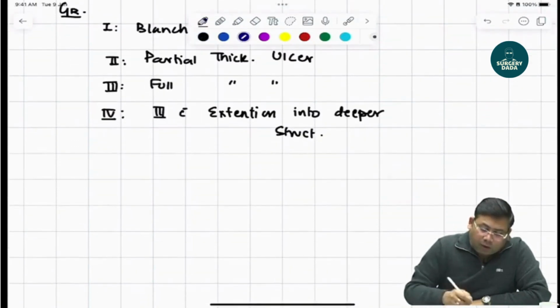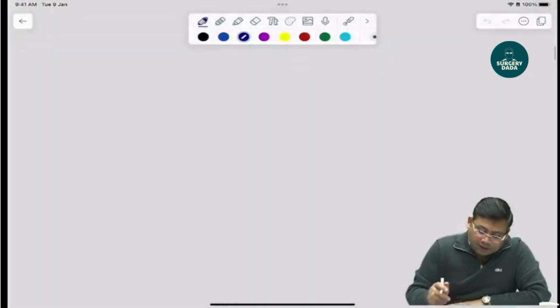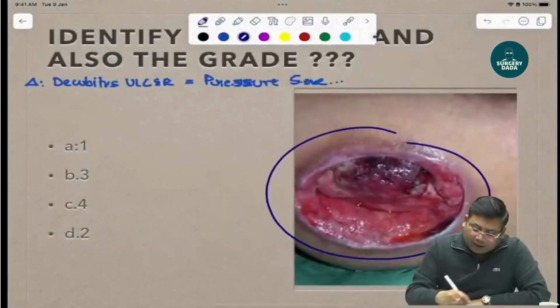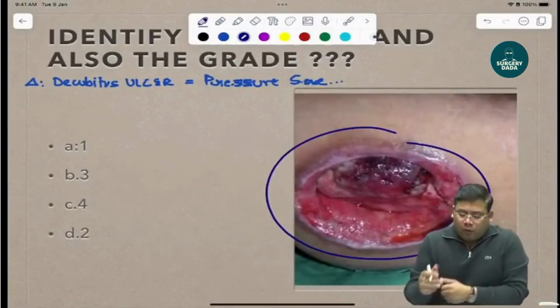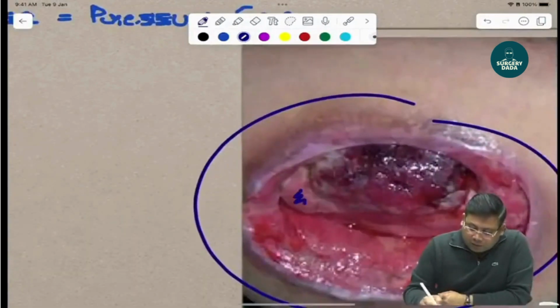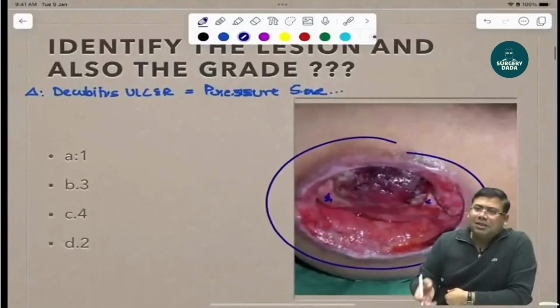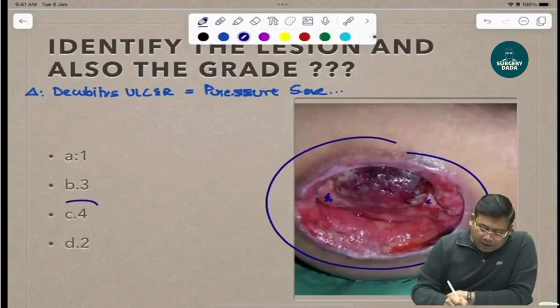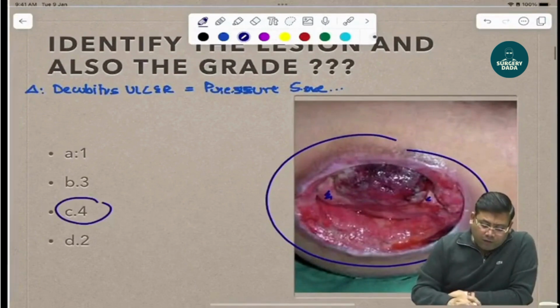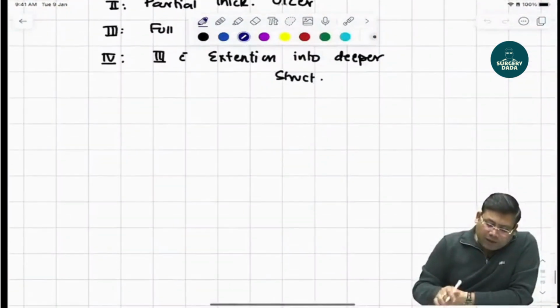Now when we talk about this image, what is this grade? You can see the entire crater with the bone visible. This is the bone that you are visualizing. The muscle is visible. So remember, it's a grade 4. When we talk about the management, it is very, very simple.